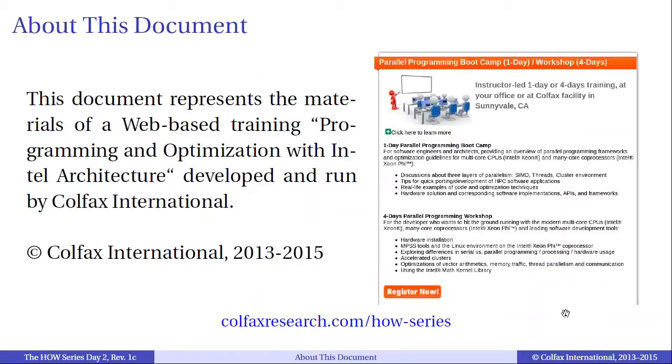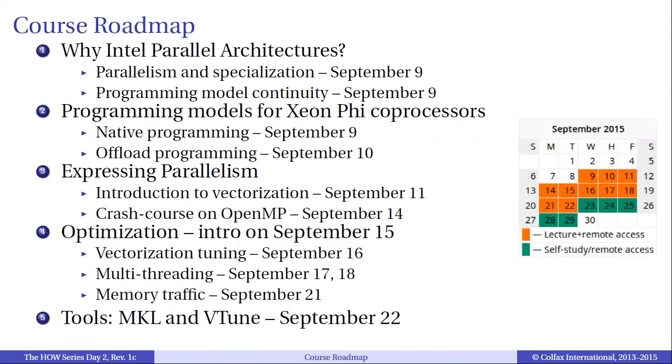I will make a quick overview of the course information for those who have just joined us. This is the September 2015 run of the workshop, and we are now in day 2. In day 1, we talked about Intel parallel architectures and focused on Intel Xeon processors and Intel Xeon Phi coprocessors.